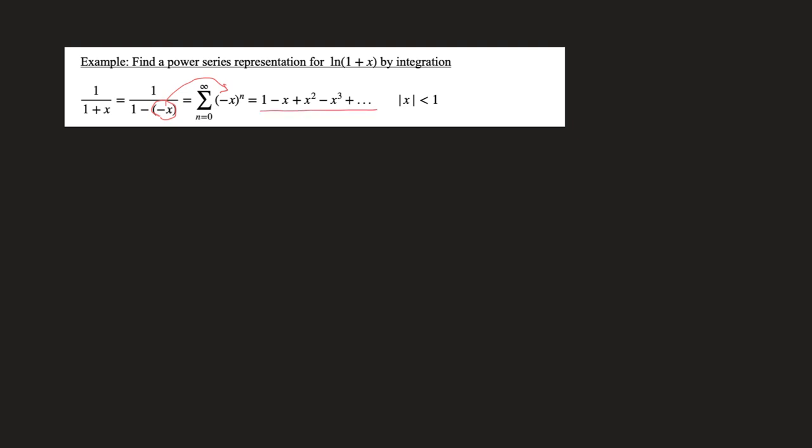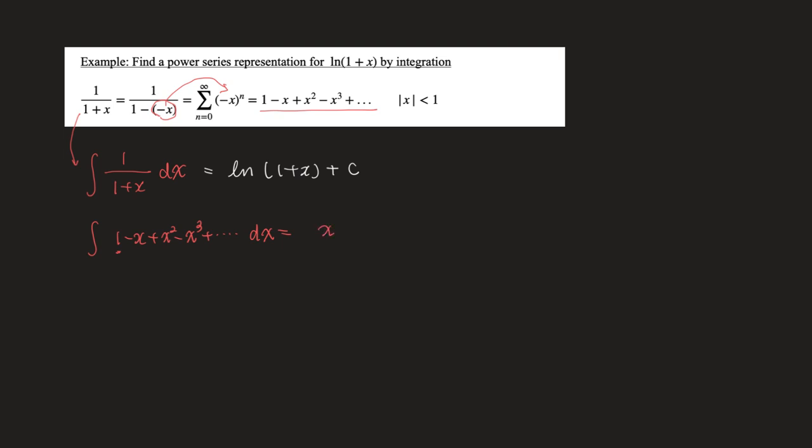Now, you want to find ln(1 plus x). So how can we find ln(1 plus x)? From here, we take the integral. The integral of 1 over 1 plus x dx is ln(1 plus x) plus c, right? Same thing, you're going to take the integral of the right side. You want to take the integral of 1 minus x plus x squared minus x cubed, dx.